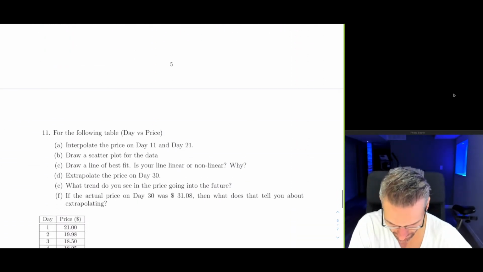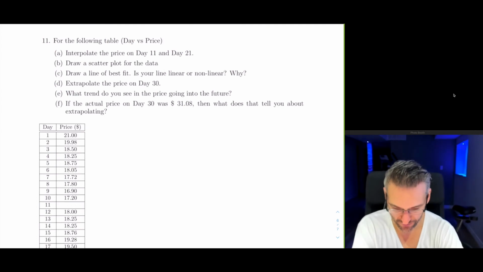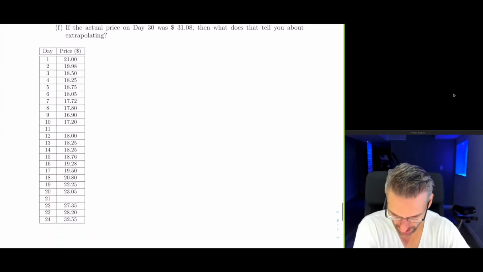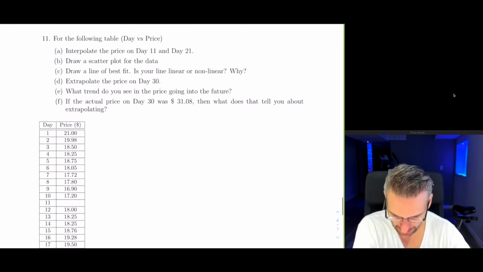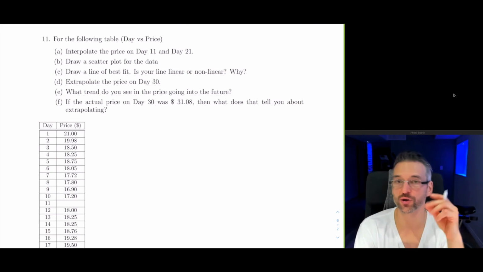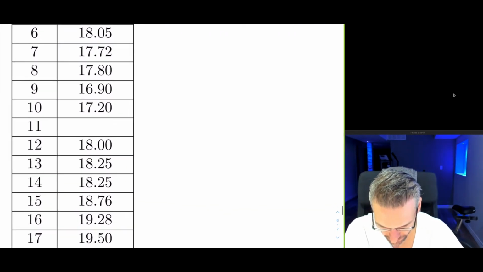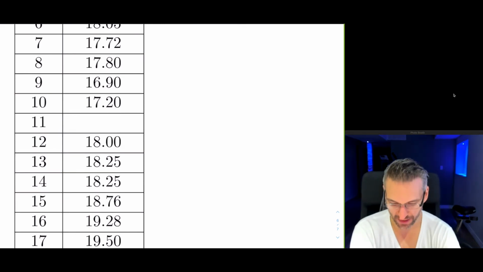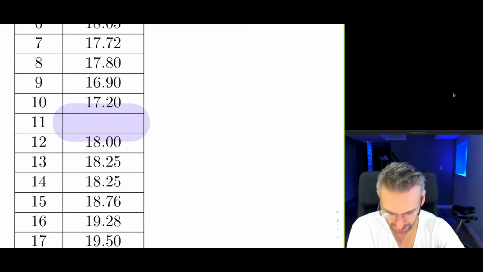Question 11. So for this one, this is a big one. For the following table, day versus price, notice that's what we have there. Quite a lot of data that we're dealing with. It says interpolate the price on day 11 and day 21. So this is great. It forces us to recall what interpolation is. So on day 11, we have a missing piece. So that's right here. This is missing there.